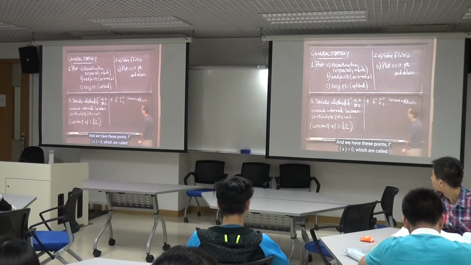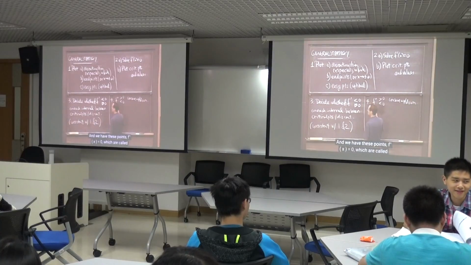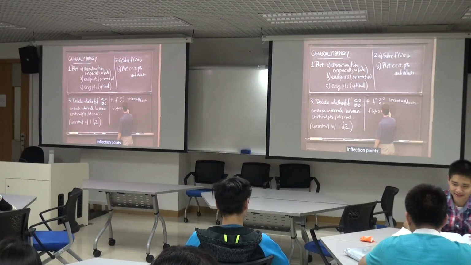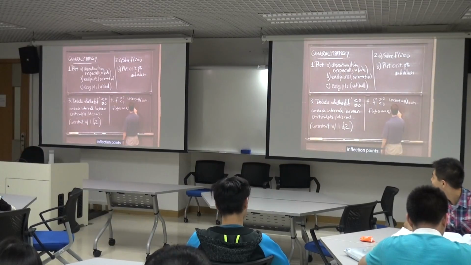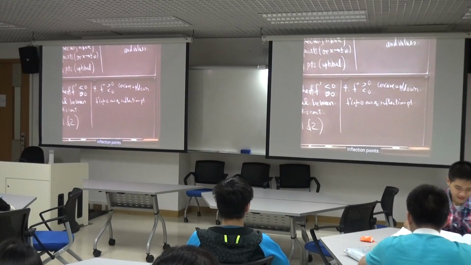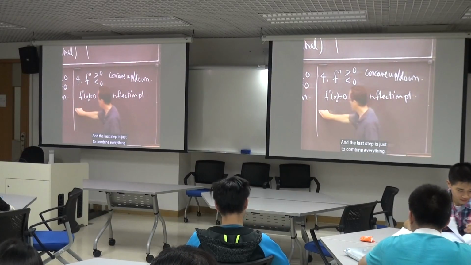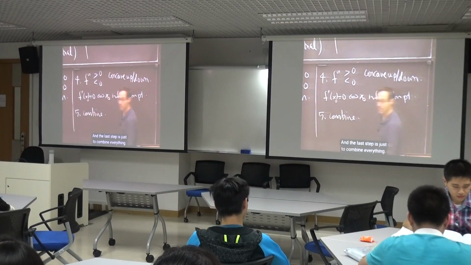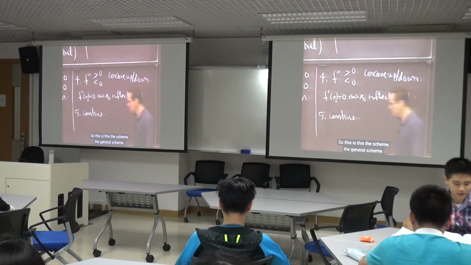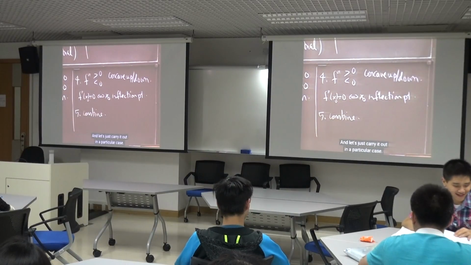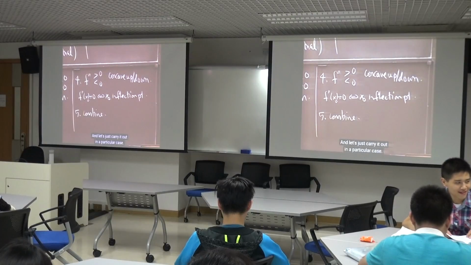And we have these points, f double prime of x is equal to 0, which are called inflection points. All right? And the last step is just to combine them. So this is the general scheme, and let's just carry it out in a particular case.